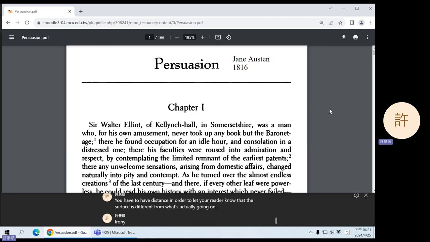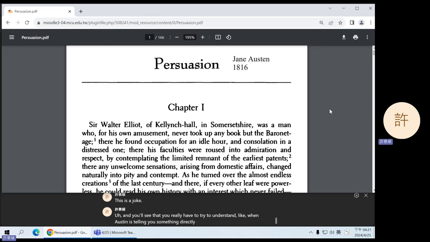Irony is everywhere in this book. So later on, I will guide you through the first few pages, and I will keep saying, this is ironic. This is a joke. This is irony. This is a joke. And you'll see that you really have to try to understand when Austen is telling you something directly, and when is she telling you, but also giving you some kind of value judgment, 价值判断.